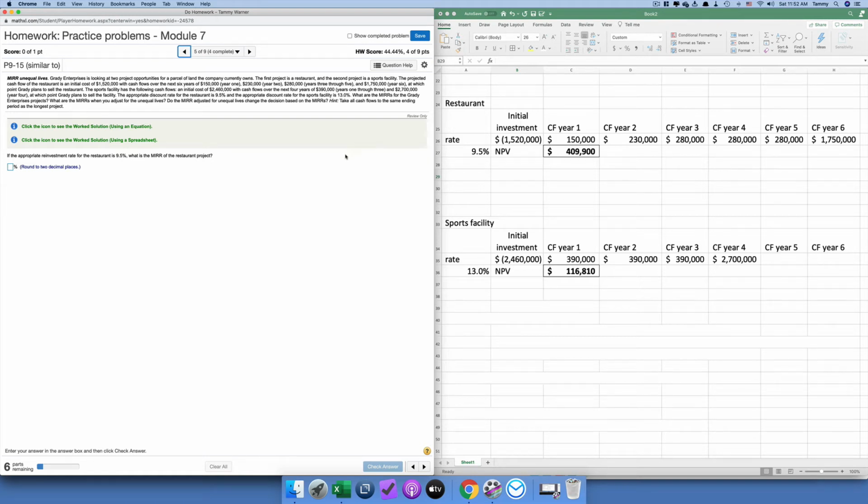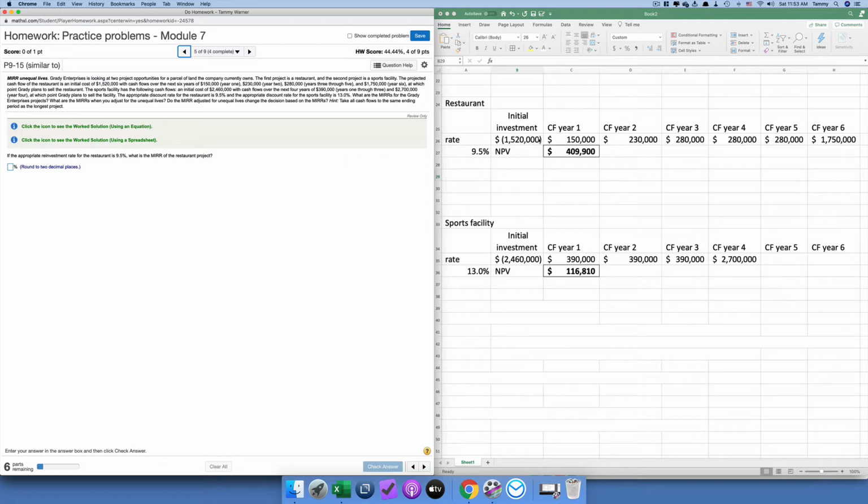Okay, we are now looking at number 5 in the practice homework, and this is looking at adjusting the modified IRR for unequal lives. And so the first thing they have you do is just figure out the modified IRRs for each of these projects.